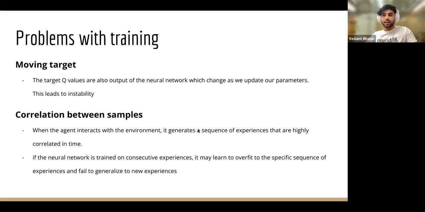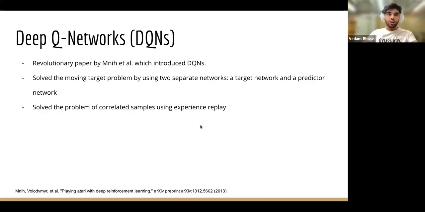Another issue is that there's a correlation between samples. When the agent interacts with the environment to create a trajectory or an episode, it generates a sequence of experiences that are highly correlated in time. And if the neural network is trained on these consecutive experiences, it can learn to overfit a specific sequence and fail to generalize to new experiences, which was one of the key reasons we're trying to use a neural network here. So the solution to both of these problems came in the DQN paper, which I've linked over here if you want to read through it.